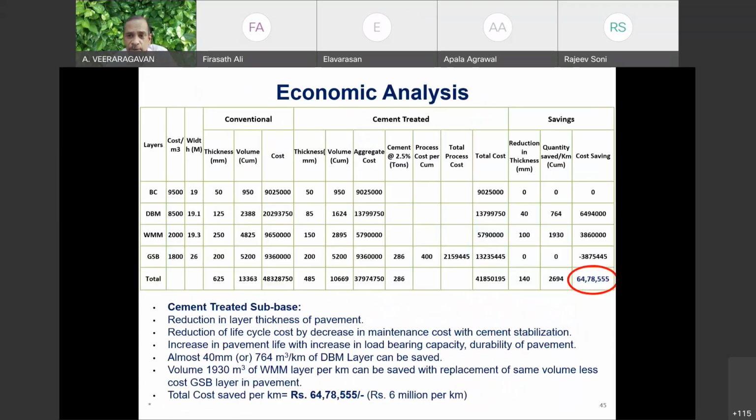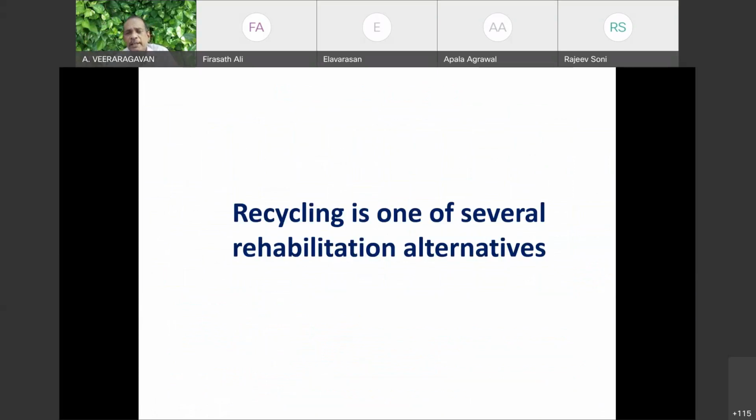If you even look at the economic analysis, I can show the details of the DBM, wet mix macadam, granular subbase. There's a reduction in the layer thickness, reduction in the life cycle cost, increase in the pavement life, lesser maintenance cost. So a huge quantity of aggregate can be reduced, consumption can be reduced, and that is sustainable engineering. I was talking about recycling.